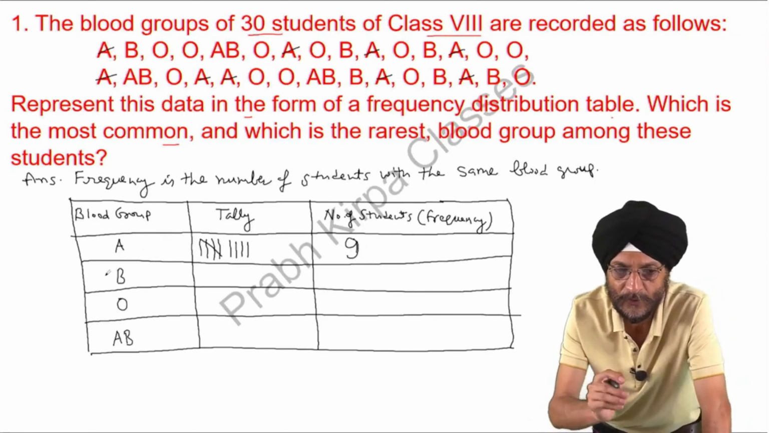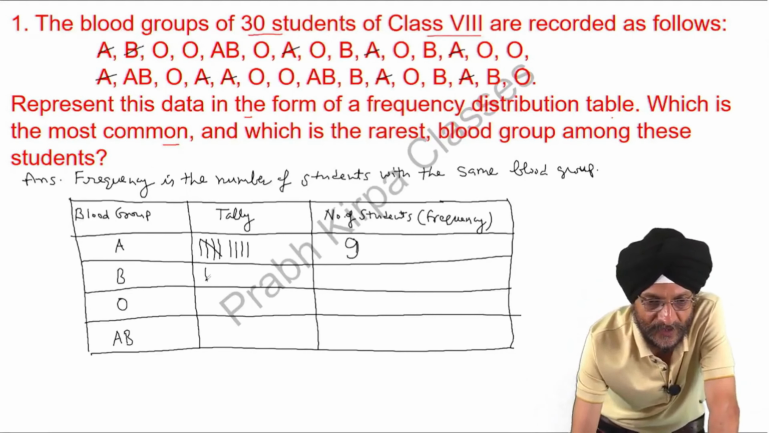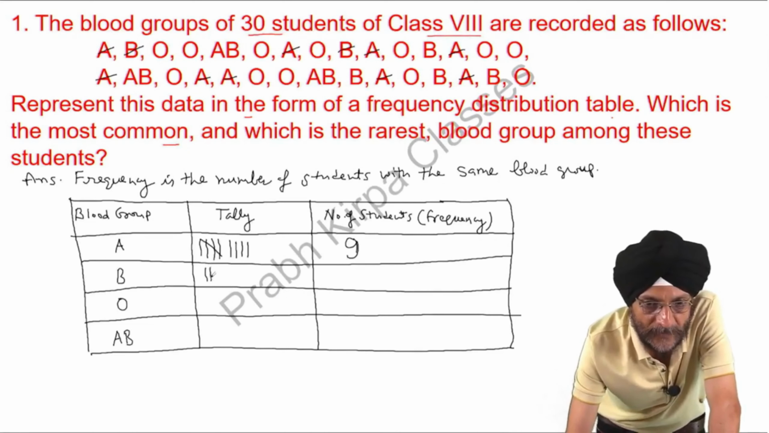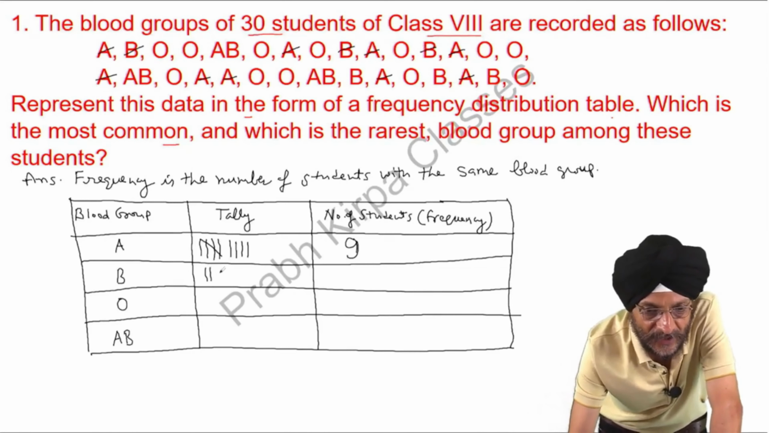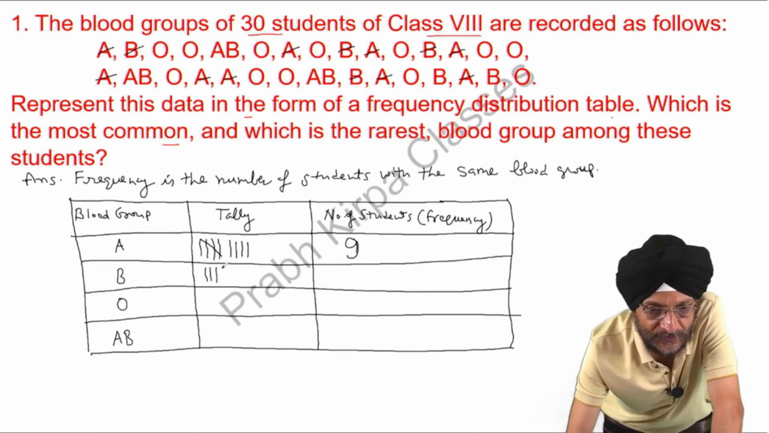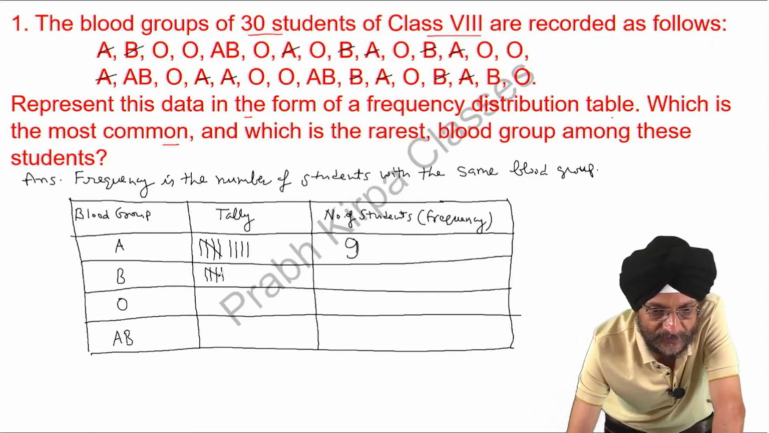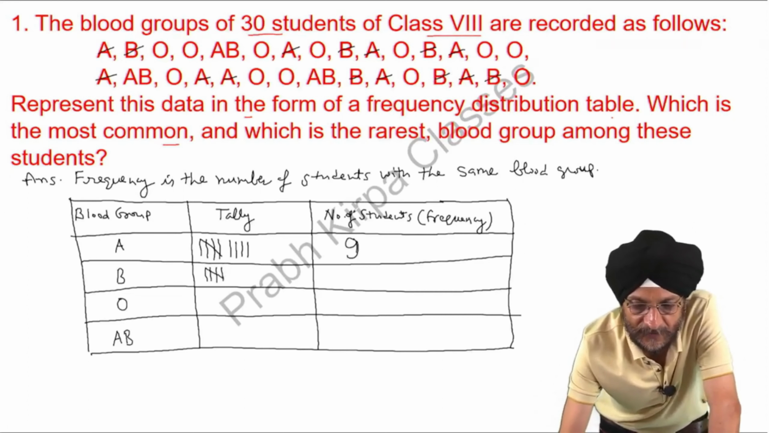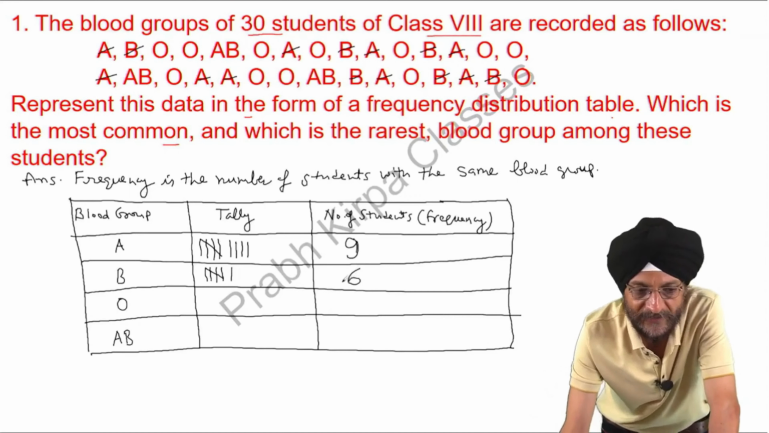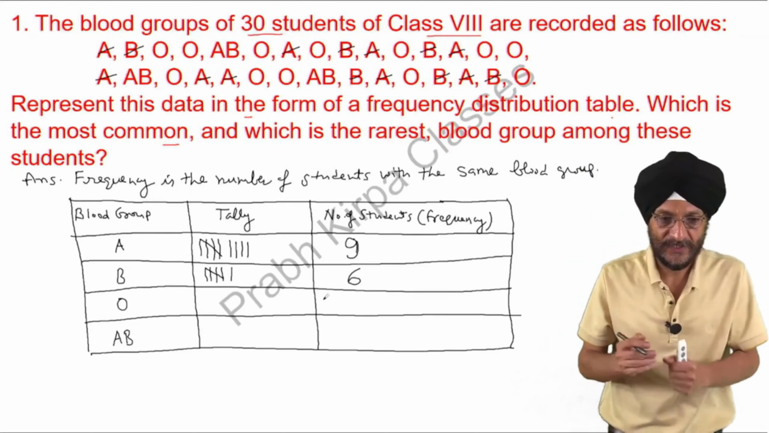Now we will count the number of students having blood group B. This is B. 1. Number of students, 1. 2. Next, this, 3. 4. 5. This is 6. So the number of students having B blood group are 6, or we can say that the frequency in respect of blood group B is 6.